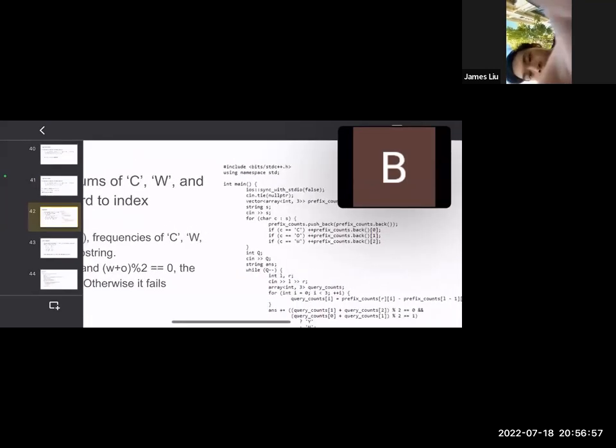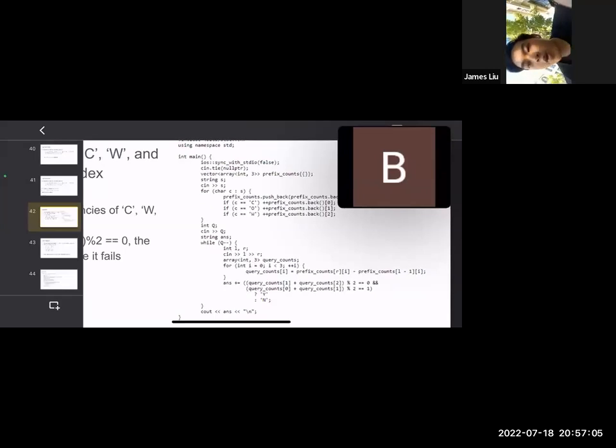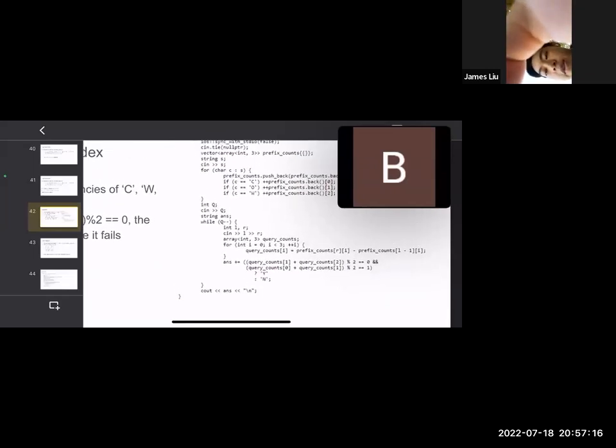So we have here our main method. We compute the prefix sums in the beginning, right here. And then for every query, we literally just find how many C's are used for the substring. Now, if query counts 1, which corresponds to O, plus query counts 2, which corresponds to W, is even, and C plus O is odd, then we return a yes, otherwise we return a no. And we just do that over every single query. This is an O Q plus N solution, very fast.